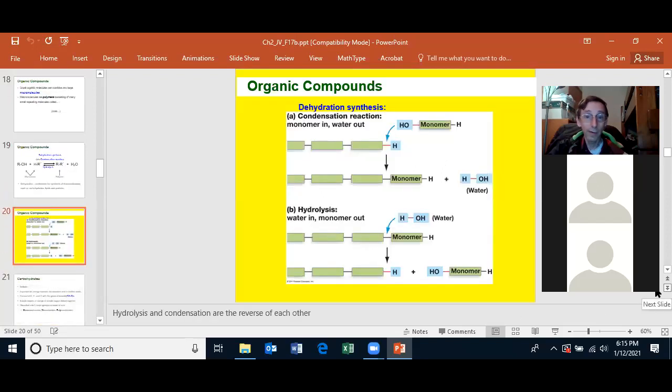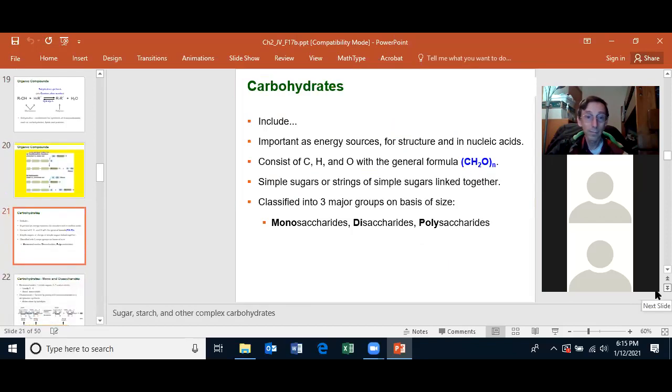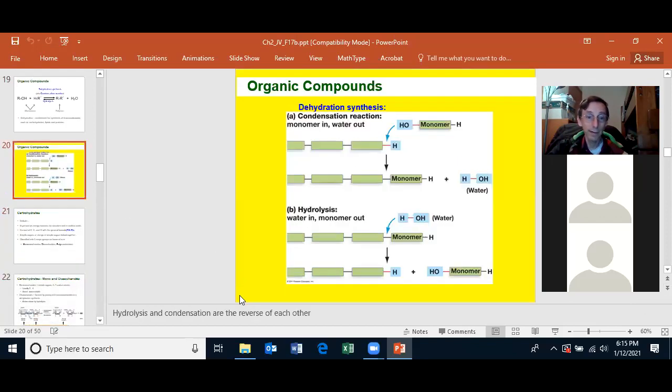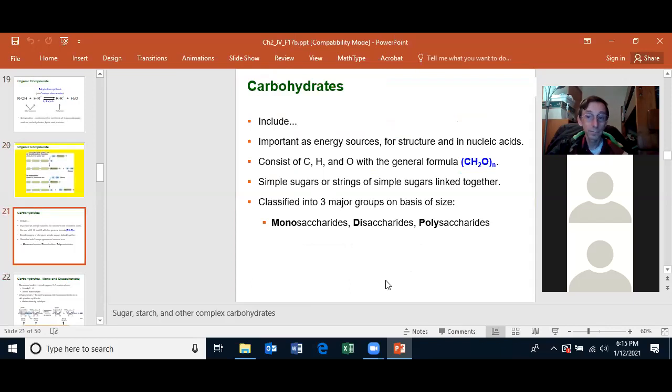All right, so this is showing you dehydration synthesis. You combine the monomer to make the polymer, and water comes out. You combine the monomer with, this actually already is a polymer, but you're making a bigger polymer. And then you can break off this monomer by adding water in a hydrolysis reaction. So I guess I should mention hydrolysis and condensation, or dehydration synthesis, they're the reverse of each other. All right?